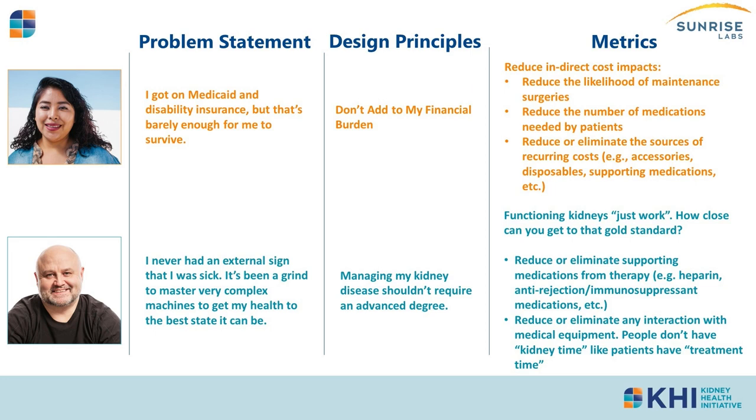So if you read the toolkit, it's laid out kind of like a matrix where we identified a number of problems in the ambassadors' stories. You can trace those to different design principles and then trace those design principles to different metrics. And that's how we hope to make this a more tangible tool for people with kidney failure and innovators.